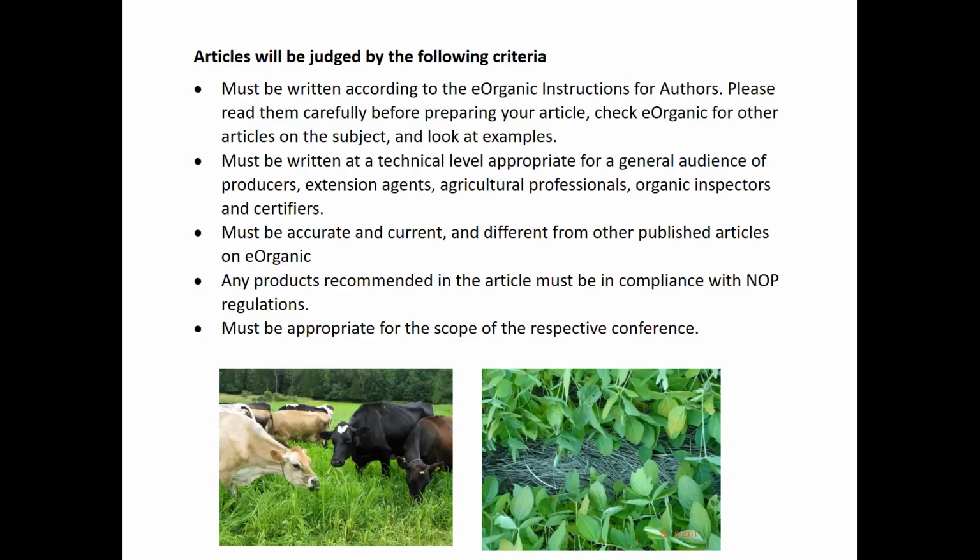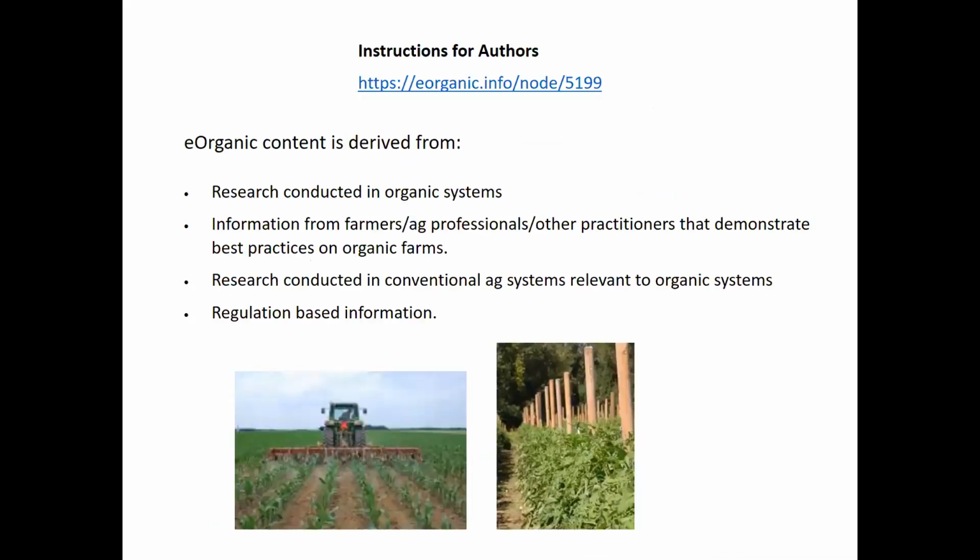So now we're going to take a closer look at our instructions for authors and the eOrganic review form. So eOrganic content is derived from research conducted in organic systems, from information from farmers and agricultural professionals and other practitioners that demonstrate best practices on organic farms, research conducted in conventional agricultural systems that are relevant to organic systems, and regulation-based information, for example, how to comply with a particular organic regulation.